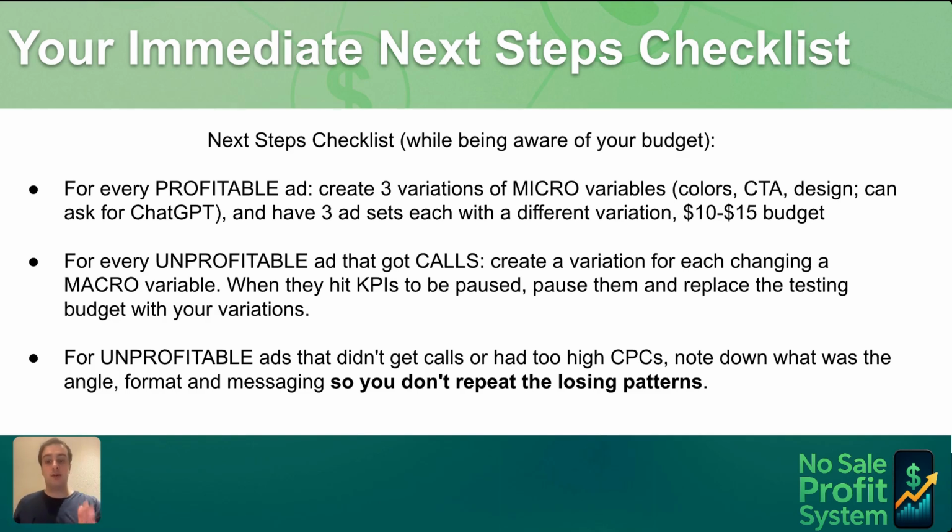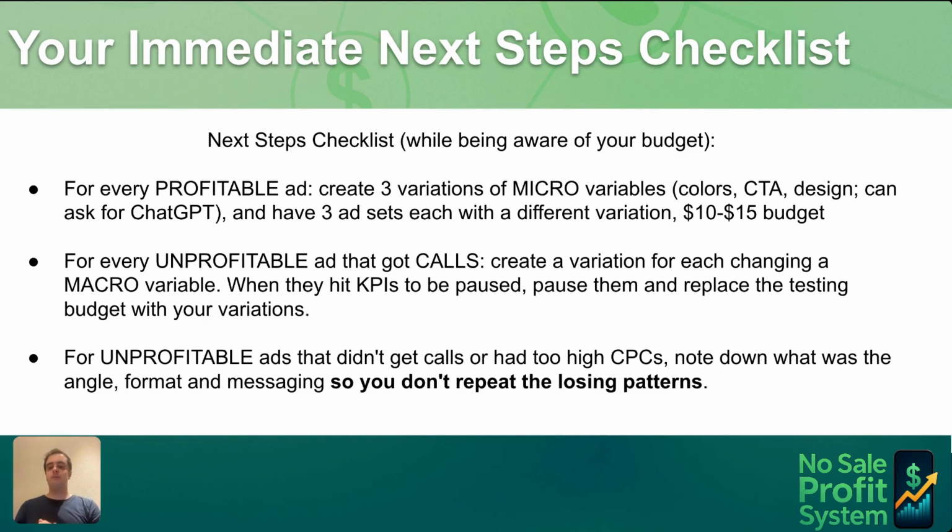For each profitable ad, I create 3 variations of what we call micro variables. So remember the micro variables: colors, call to actions, design, texts as well, so the primary text and headlines. You're going to change small things, and you're going to have 3 ad sets, each with a different variation, also aiming to spend $10 to $15. If you're using daily budgets, as I taught you, then your budget probably needs to be around $20 to $30, because it's not going to spend 100% of your budget. So $10 to $15 is really what you're aiming to spend. Your budget is going to be between $20 and $30.